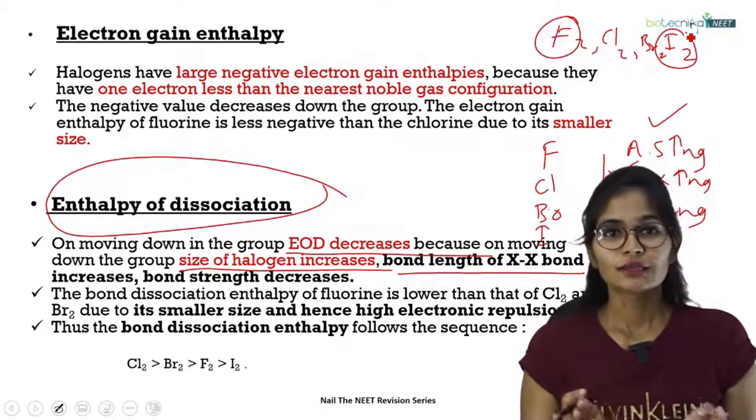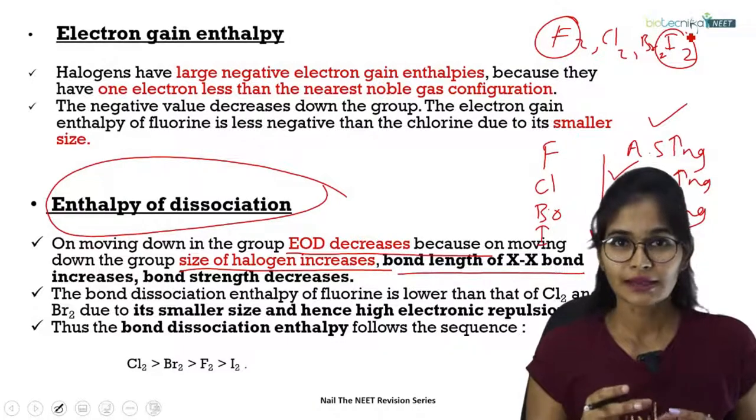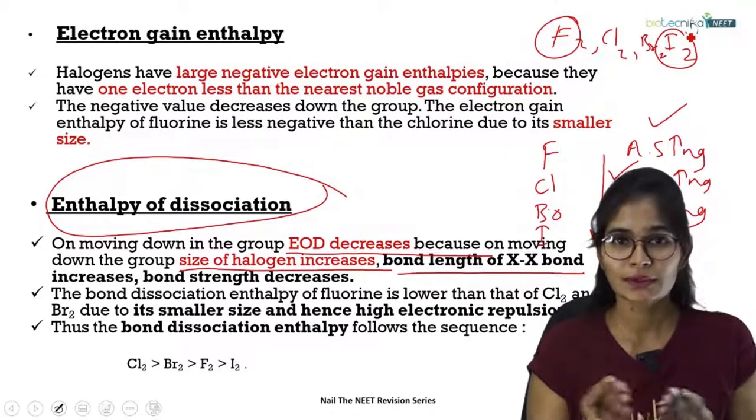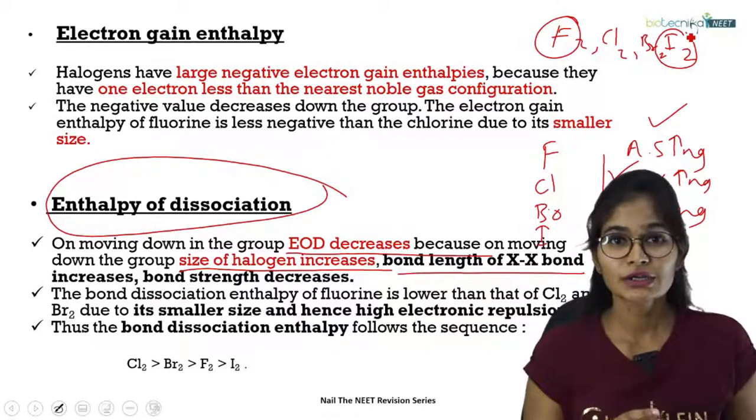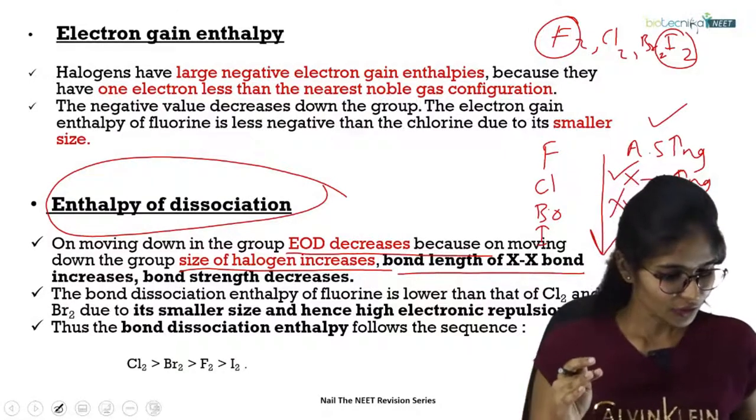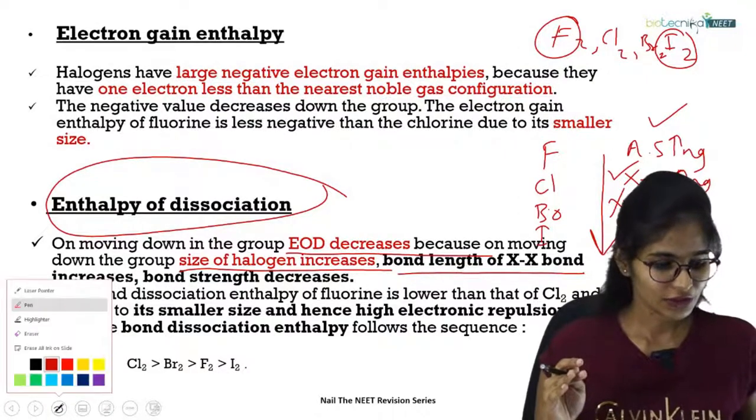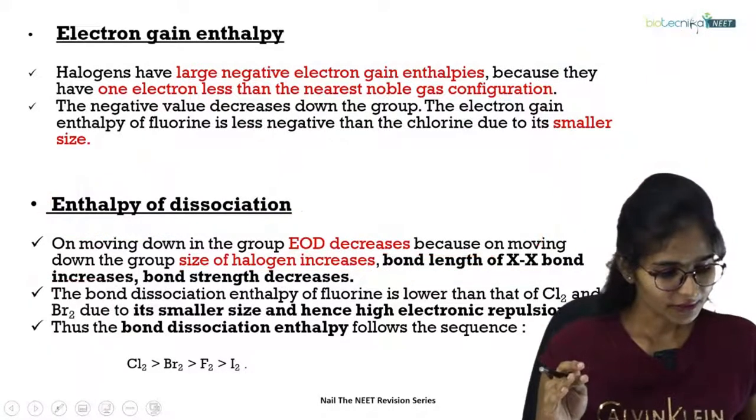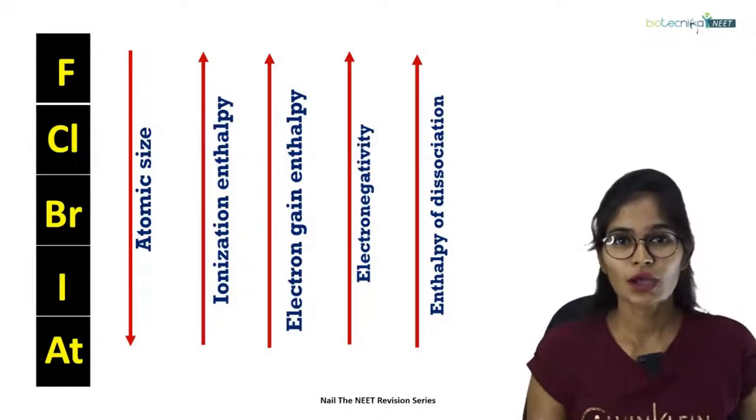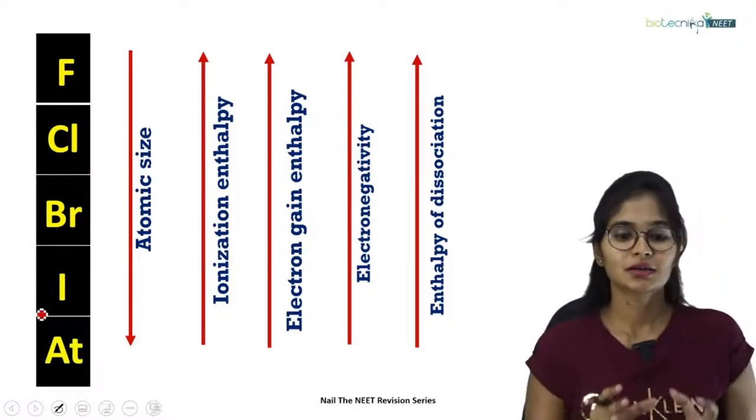In case of size, as it increases towards iodine, iodine is a bigger atom, right? So whenever you consider its molecule, it is easy to break them. It is easy to separate them compared to fluorine, because fluorine is highly reactive compared to iodine, chlorine and bromine. So this is what overall you can say with respect to enthalpy of dissociation. Now coming to the next part, that is the overall periodic trends you have studied till now. I have collected them in a single slide, you can just glance at it.